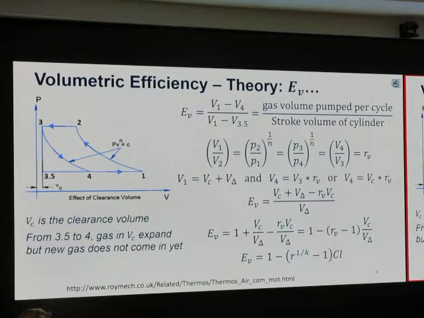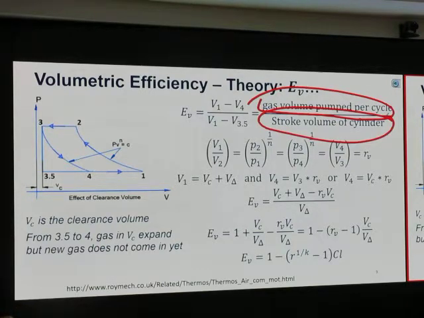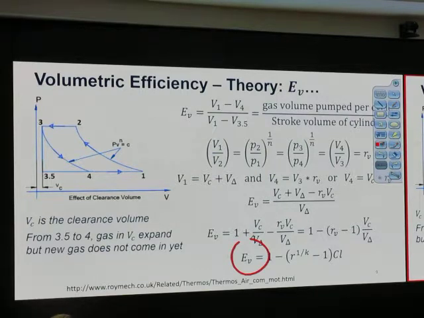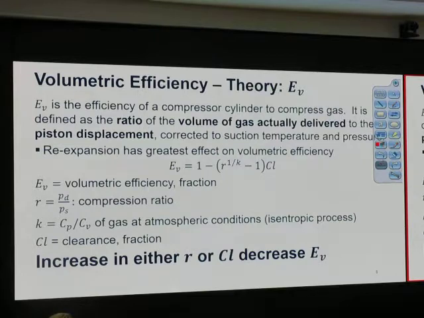Basically, after we compare the gas volume pumped per cycle over the stroke volume of the cylinder, then we get the volumetric efficiency equation. That's how it divides. Your job is to write that down. Okay, that's your job. CL is from 0 to 1. CL should be a value like 0.1 or 0.01.